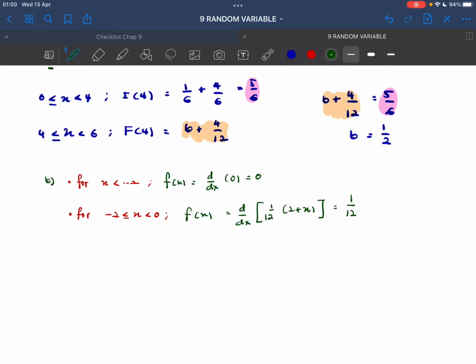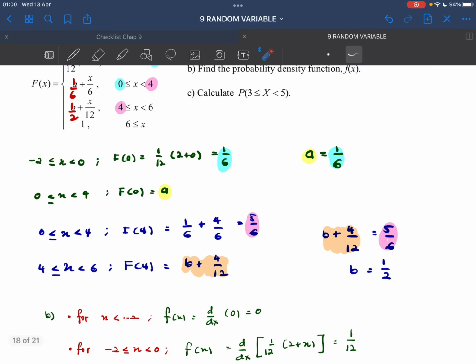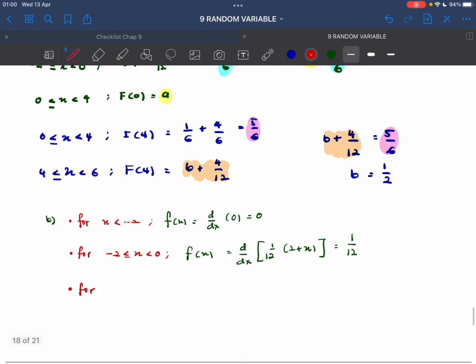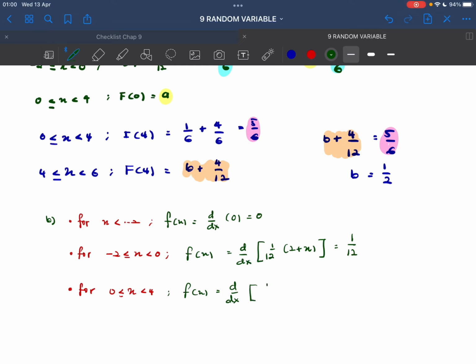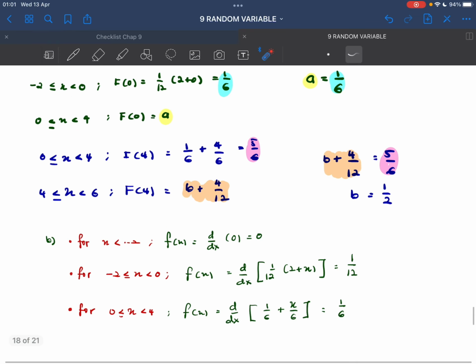The next range is x between 0 and 4, and the function is 1 over 6 plus x over 6. So for x between 0 and 4, f(x) equals the derivative of 1 over 6 plus x over 6. Differentiate 1 over 6, 0. Differentiate x over 6, we have 1 over 6. Next range is x between 4 and 6.